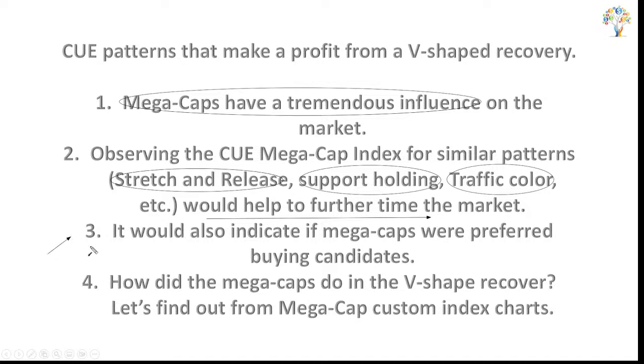It would also indicate if mega caps were the preferred buying candidates when the V-shaped recovery was starting. So two things. One is to observe the mega caps to have more confidence to buy stocks in general, and further to know if we could buy mega caps or we could focus on other stocks. How did the mega caps do in the V-shaped recovery? Let's find out.